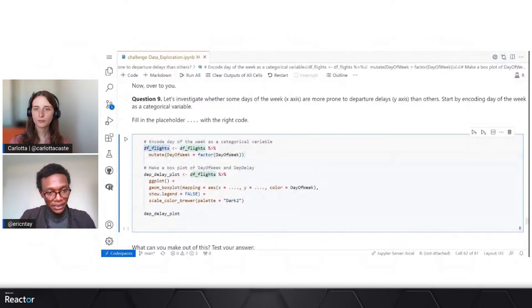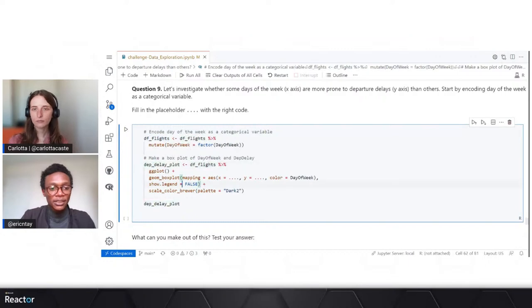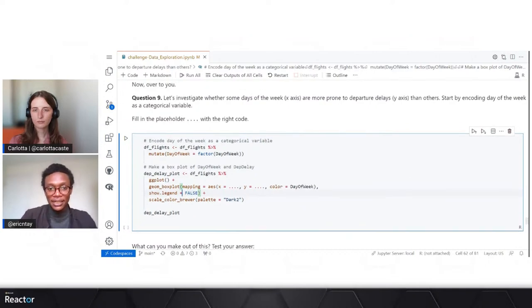Once you've mutated the column day of the week into a factor, store that as a variable named day of flights. We want to make a plot where we take the flights data, pass it onto ggplot, and then add a layer of box plot. Here I want to map some aesthetics. So we want the x-axis on the day of the week and the y-axis on the departure delay. So these are the minutes that a flight was delayed. That's the departure delay. Then you want to color it as the day of the week.